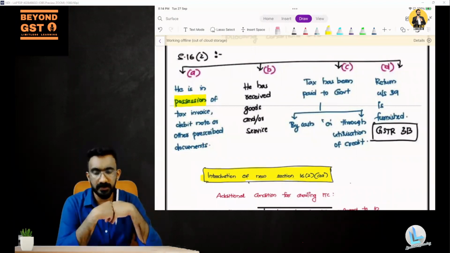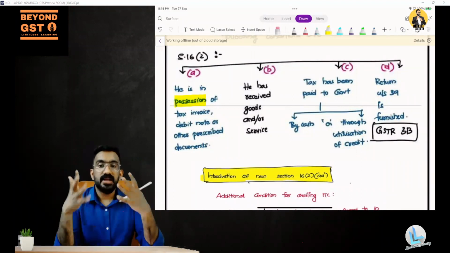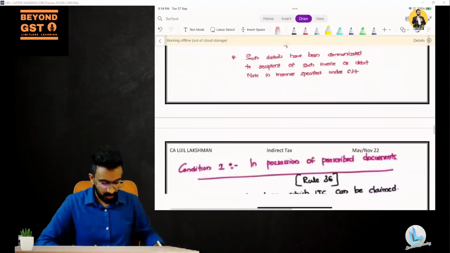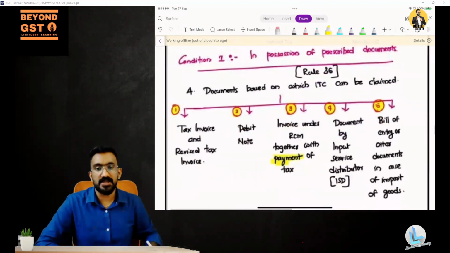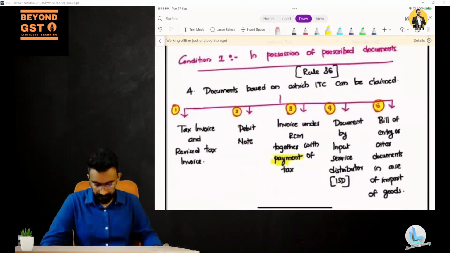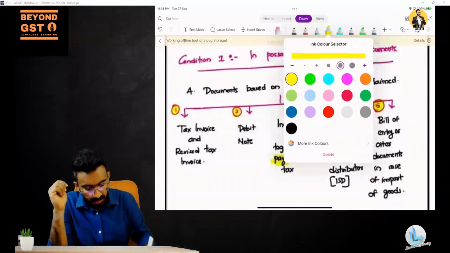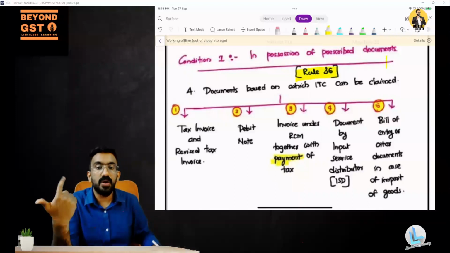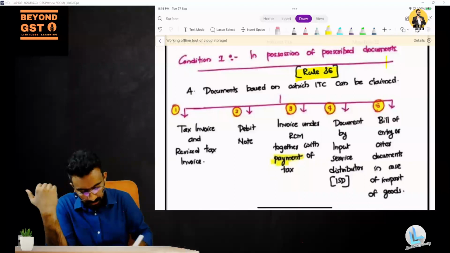With me? Okay. Now they have said tax invoice, it can be a tax invoice, debit note, or other prescribed document. I've given you the documents they have prescribed for you to take ITC. So any of these documents are okay. I've listed 5 different documents in Rule 36. If you have any of these documents, you can take ITC. Number 1, tax invoice or revised tax invoice. Debit note. First of all, understand what a debit note is.